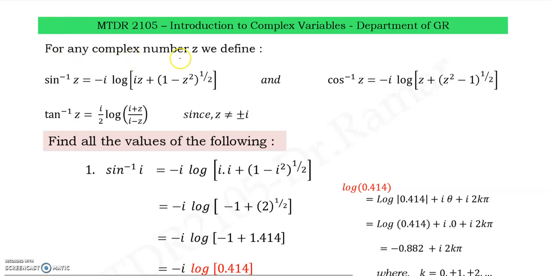Now we will see the inverse trigonometric function values of a complex number. For any complex number z, we define sine inverse of z as minus i logarithm of (iz plus (1 minus z squared) to the power 1 over 2). Cosine inverse of z is minus i logarithm of (z plus (z squared minus 1) to the power 1 over 2). Tan inverse of z is equal to i over 2 logarithm of ((i plus z) over (i minus z)), where z is not equal to plus or minus i. This is the definition of the inverse trigonometric functions of any complex number.